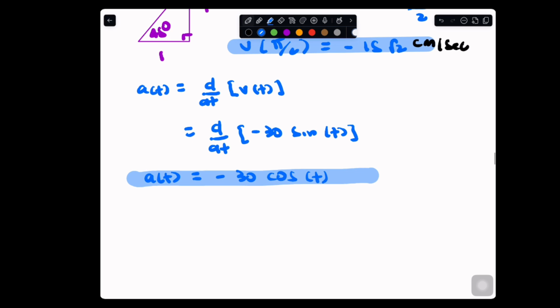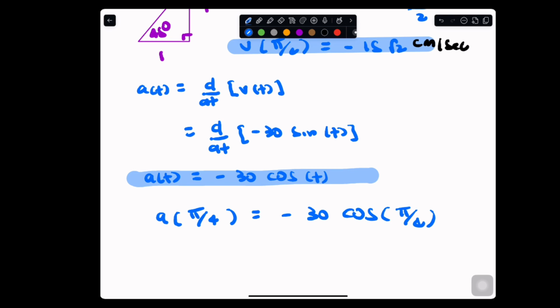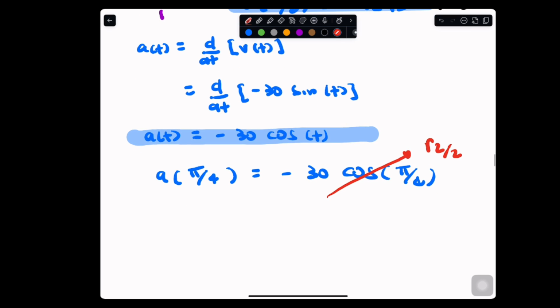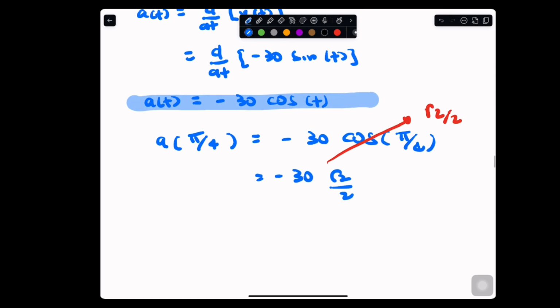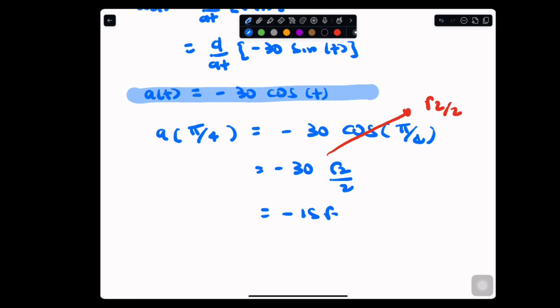All right. But what they also want is what's the acceleration when your time is pi over 4 seconds. Cosine 45 degrees, we know again, is square root of 2 over 2. So this becomes negative 30 square root of 2 over 2, which gives you negative 15 square root of 2. So you got your acceleration, ladies and gentlemen. And the units are going to be centimeters per second squared.